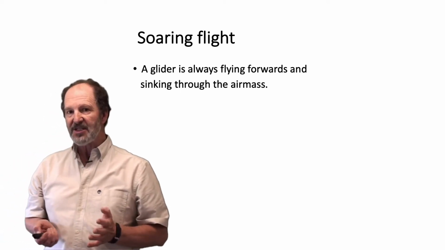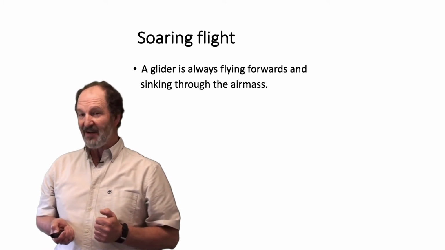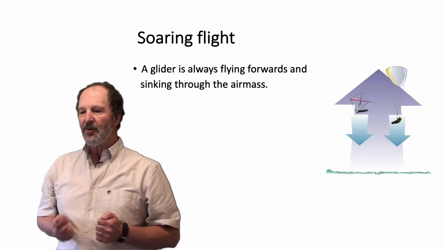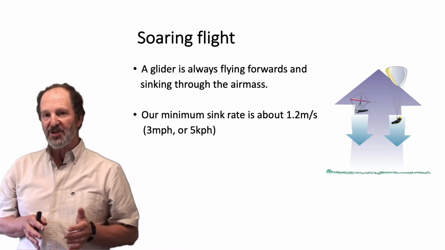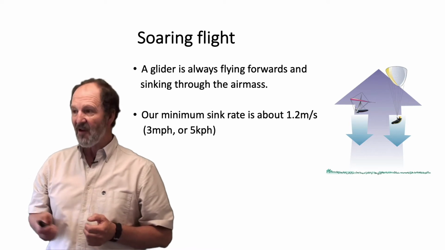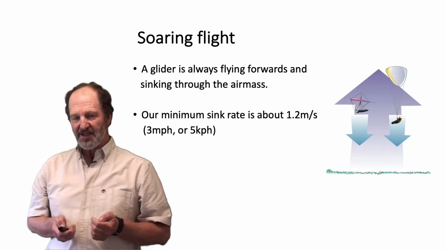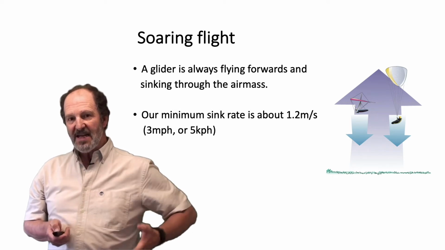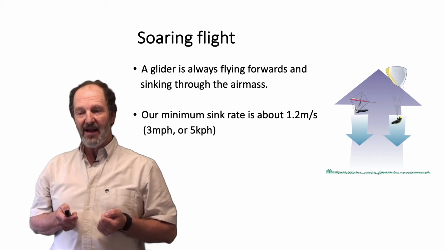So the only way we can stay up, short of putting an engine on our back, is to find some air that's going up faster than we're going down. So our minimum sink rate is around about 1.2 meters per second. Obviously, it all depends on your wing loading and what model of glider you're flying. That is something like 5 kilometers an hour or 3 miles an hour. So what we need is at least 3 miles an hour of vertically moving air in order to stay up.